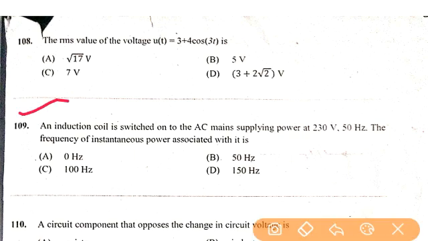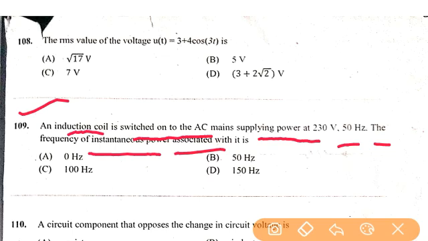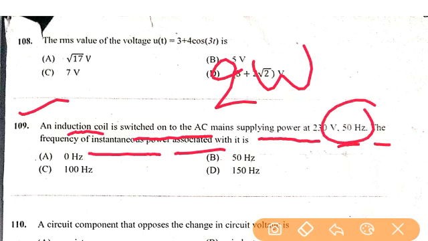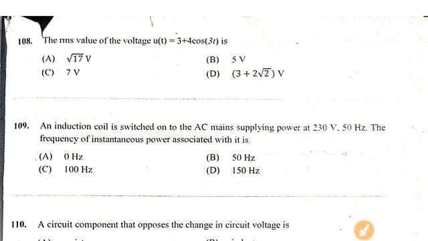In the next question, an induction coil is switched on to the AC mains supplying power at 230 volts, 50 Hz. The frequency of the instantaneous power associated with it: the instantaneous power is at 2 omega, that is, the frequency is double the frequency, here it is 50 Hz, that means the instantaneous power frequency will be 100 Hz. Option C will be the correct answer.